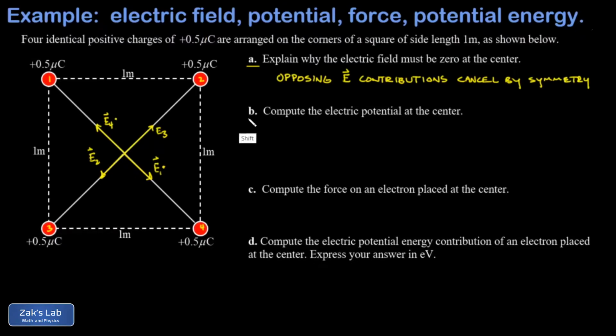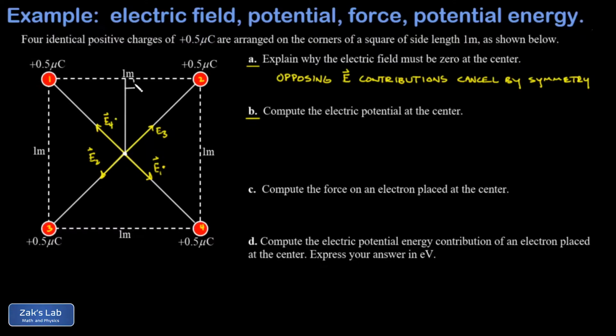Now in part B, we want to find the electric potential at the center, and this is not going to be 0. Every one of these charges contributes a positive contribution to the total electric potential at that center. And what we need to do to find the contribution from each of these charges is we need the distance between the center of this square and one of the corners. And we have to do a little geometry to work that out.